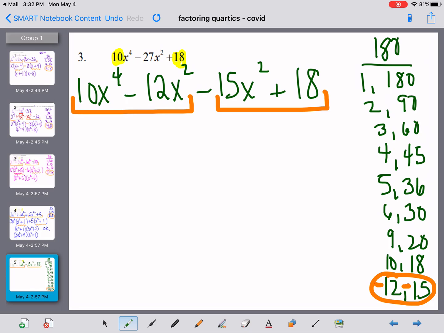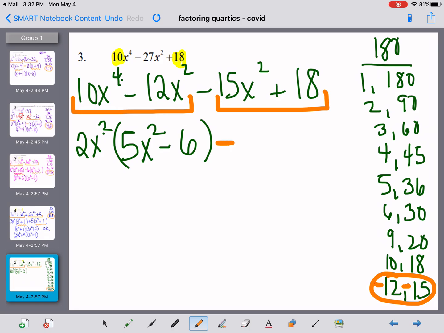And when we look for the greatest common factor in the first group, the biggest number that divides into both 10 and 12 is 2. And our lowest exponent is x squared. And when we factor that out, 10 divided by 2 is 5. We had 4 x's, we took out 2, so we have 2. 12 divided by 2 is 6. We had 2 x's, we took them out.